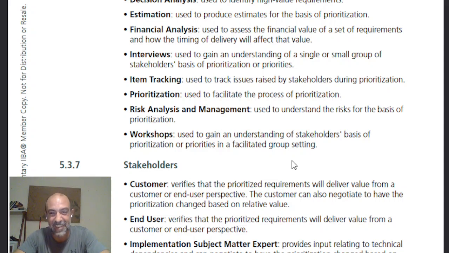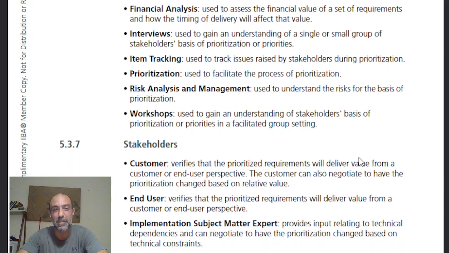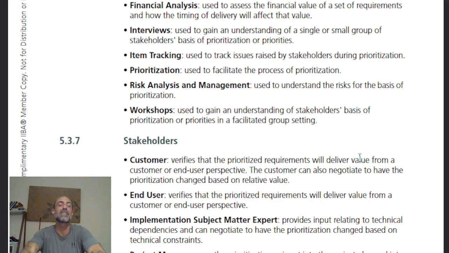Risk analysis and management used to understand the risks on the basis of prioritization, because anytime you change something, something else changes somewhere. So you have to connect them together and figure something out. And this could be an hour's work, or it could be 5 weeks' work. I have no idea. Again, depending on the scope, depending on what you're changing, depending on the priority itself and what it's connected to and what's connected to it, dependencies and so on.